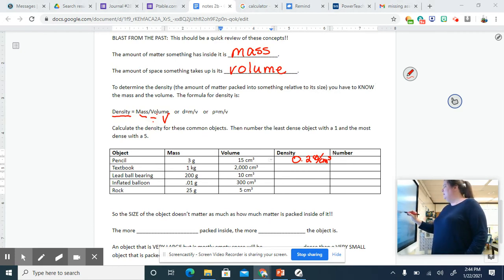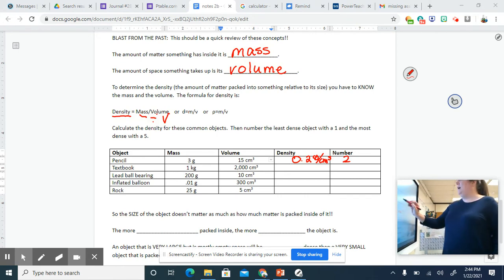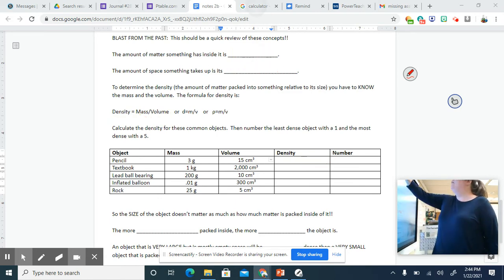So our number is going to be 2 because our density, the least dense object with a 1 and the most dense with a 5. Okay, and we'll put those in order in just a minute. I'll put that one there and then we'll come back to it. Our next one, textbook, 1 kilogram and 2,000 centimeters cubed. Here we go. Let's go to our calculator.